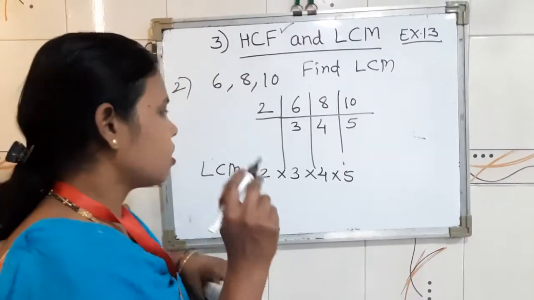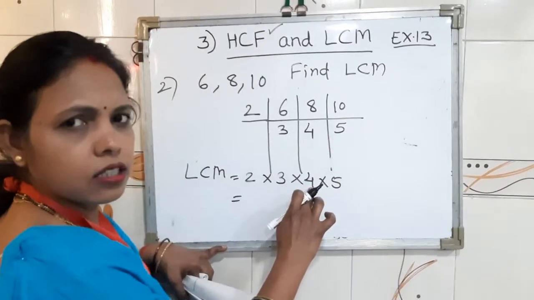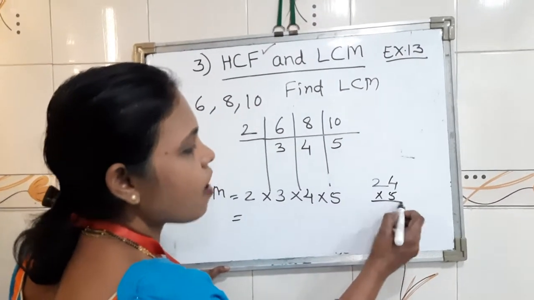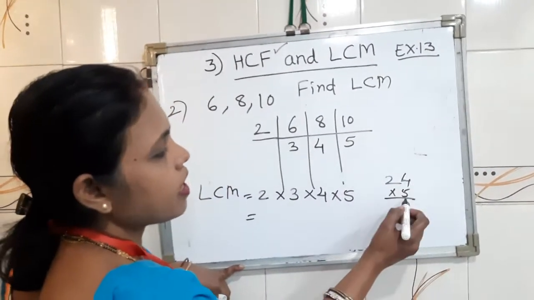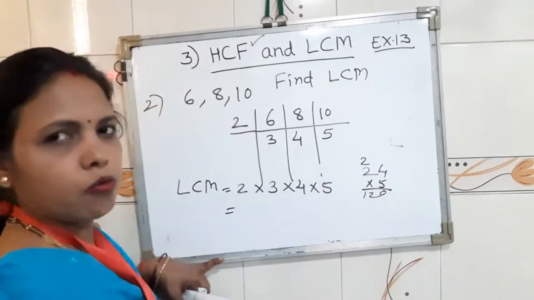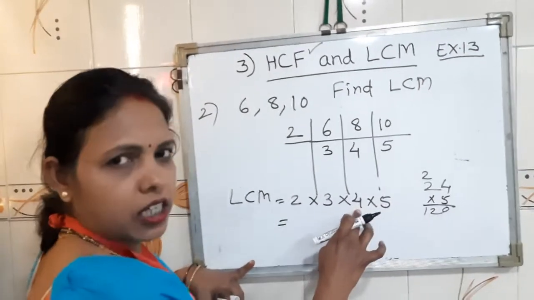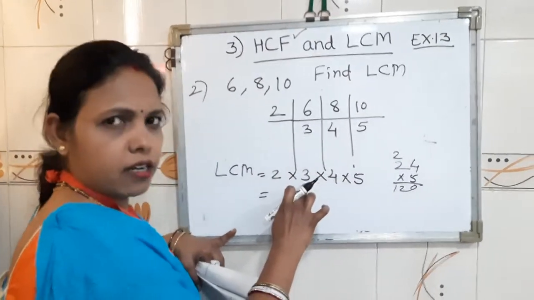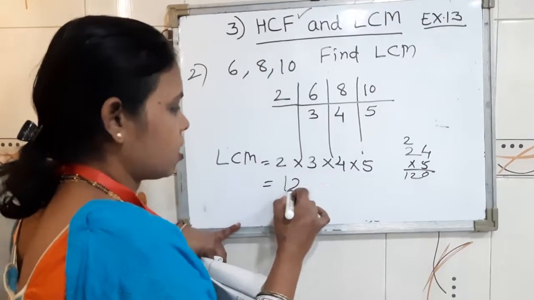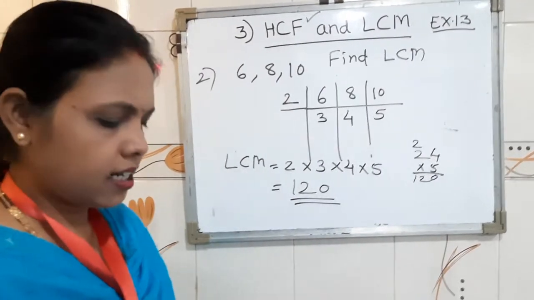Now we find out the LCM: 2 3 are 6, 6 4 are 24, 24 into 5. Then 5 4 are 20, 5 2 are 10, 10 plus 2 12, 120. You can multiply from this side also. 5 4 are 20, 20 into 3, that is 60, 60 into 2 120. Your answer is 120 for the given question 6, 8, 10.